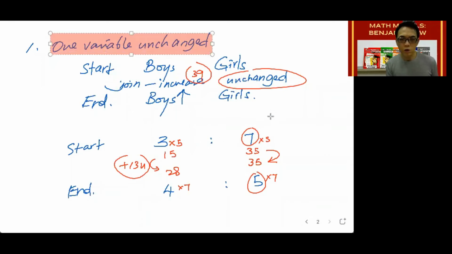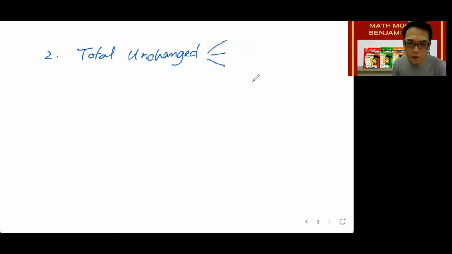Now, we will go to the second type of ratio question. The second type of ratio question is known as the total unchanged question. For the total unchanged question, it generally looks like this. There are three particular types of total unchanged question.